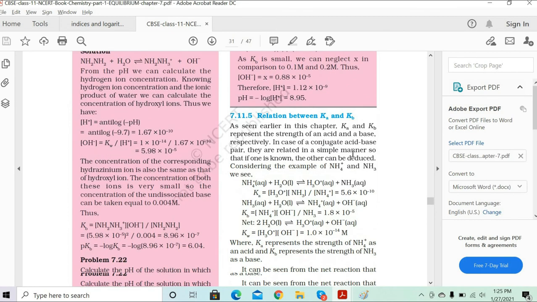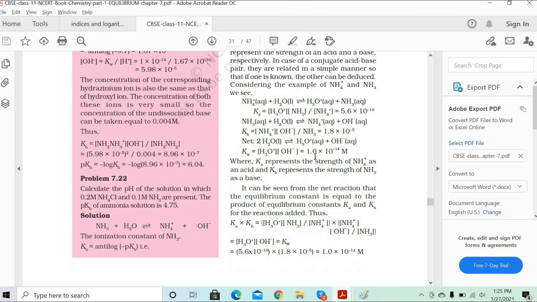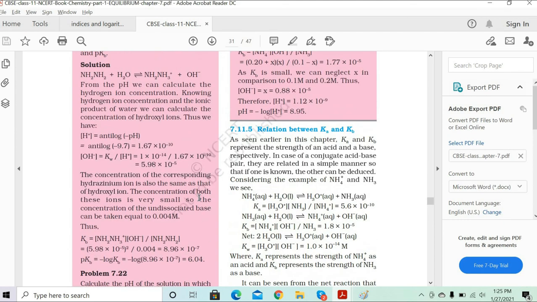So you'll get the value of pKB. No, not pK, pH, sorry. pH, okay. Negative log of 1.12 into 10 power minus 9. Yeah. So negative log will be 10 power minus 9, so you can easily know how much it will be. It should come as 8.95.